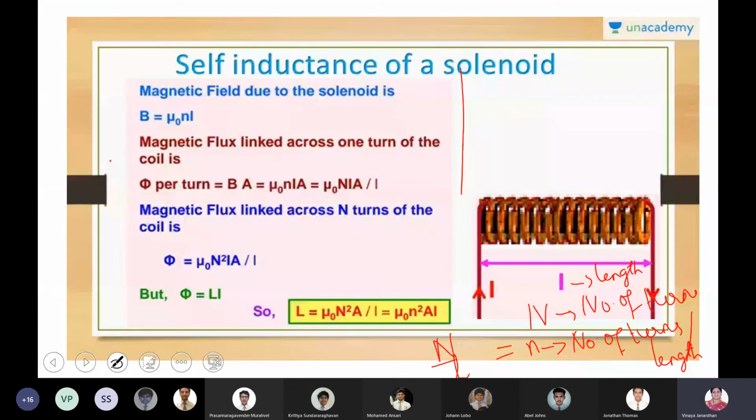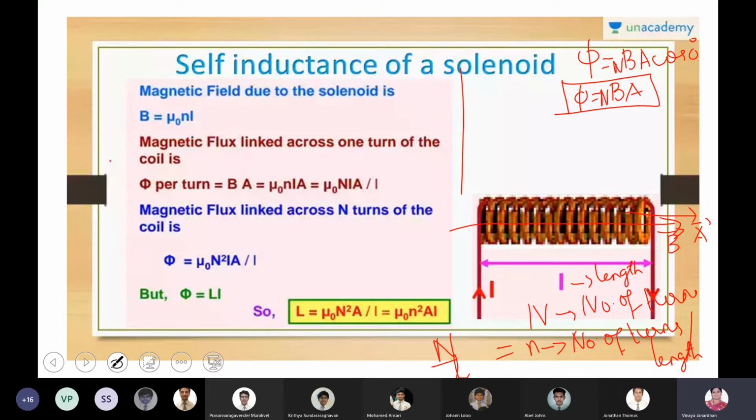Now, look at this. Along the axis of the solenoid, your magnetic field vector is along the axis. The area vector is perpendicular to the circular turn, right? So the B vector and the A vector are in the same direction. So the magnetic flux is equal to BA cos 0, so phi becomes equal to B into A. If there are N number of turns, the magnetic flux becomes equal to NBA.